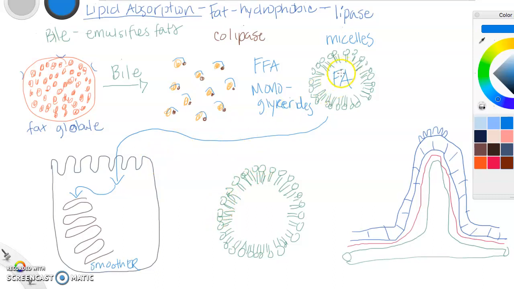So once these micelles are inside the enterocyte, they go into the smooth ER, and the smooth ER then recreates the triglycerides, which are fats. So it reassembles the triglyceride. And if you remember, a triglyceride is a glycerol backbone, so a glycerol with 3 fatty acids attached to it.